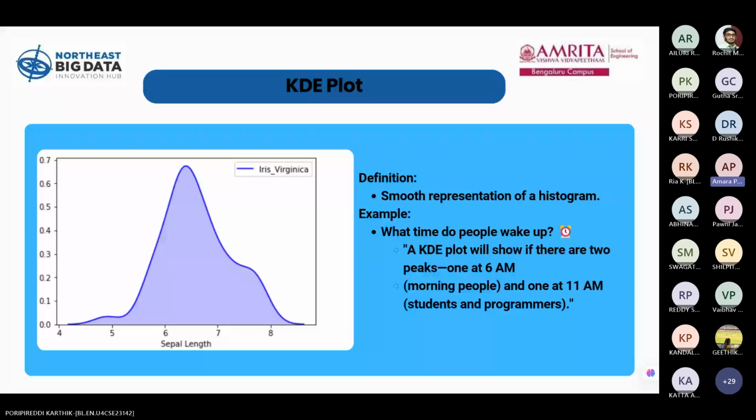So what is a KDE plot? It's a smooth representation of a histogram. So it's something similar to a histogram where the points are connected using a single line. That's a KDE plot. Yes, moving on to the next.